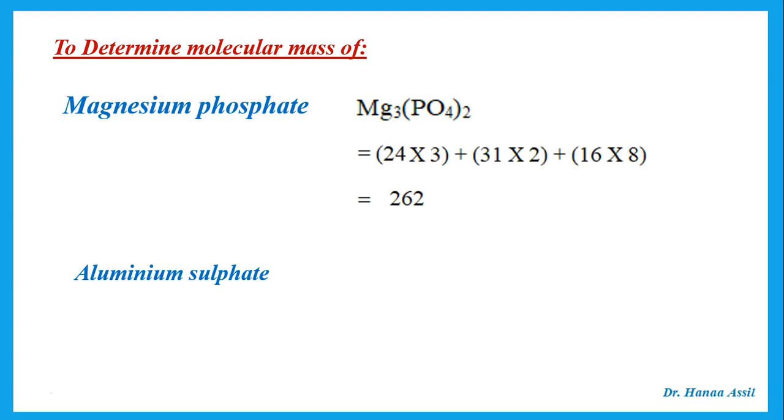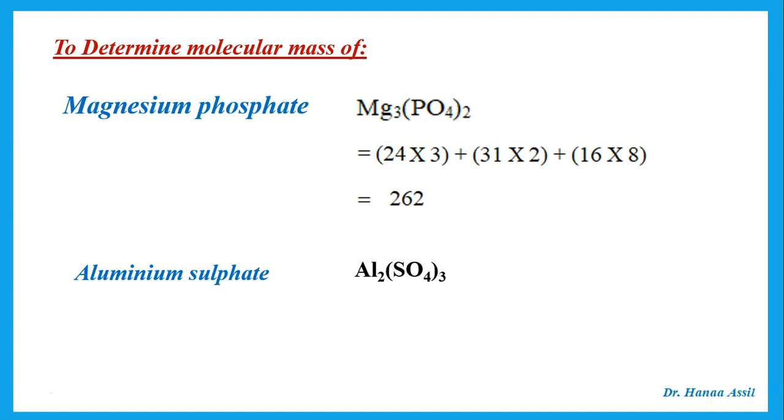So magnesium has a mass number of 24. We have 3 of them, so that's 24 times 3 plus the phosphorus. How many phosphorus do we have? Anything outside the bracket applies to everything inside the bracket. That means I have 2 phosphorus. And oxygen, how many oxygens? 2 times 4, that's 8 oxygens.